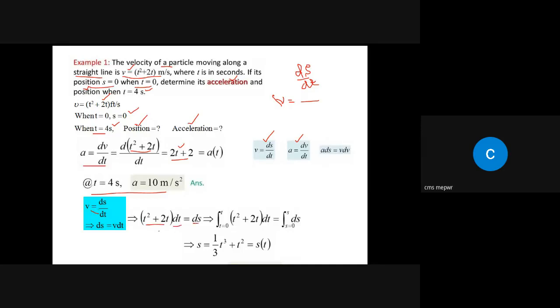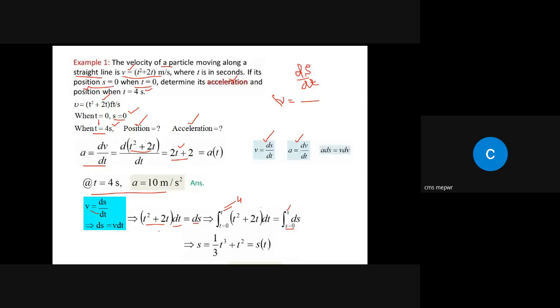Now you need to integrate it with limits. So what is the limit? For time, the limit is 0 to 4, or t is equal to 0 to t, and this t is equal to 4 seconds. For position, the starting position s is equal to 0, and the final position s we need to identify.